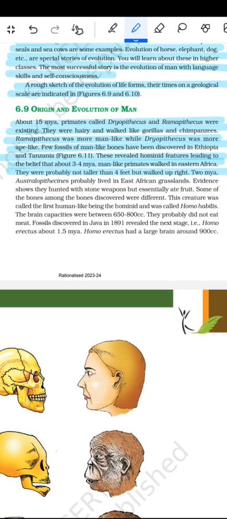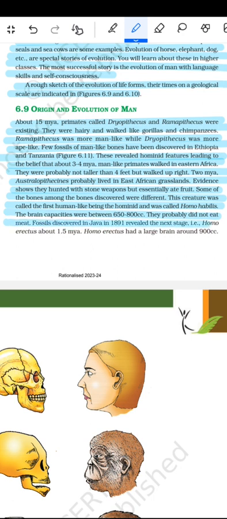2 million years ago, Australopithecus probably lived in the East African grassland. Evidence shows that they hunted with stone weapons but essentially ate fruit. Some among the bones discovered were different. This creature was called the first human-like being, the hominid Homo habilis. The brain capacity was between 650 to 800 cc. They probably did not eat meat.